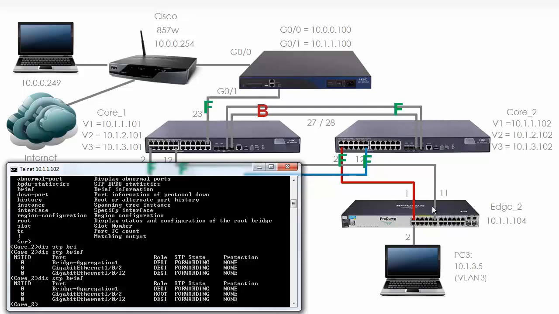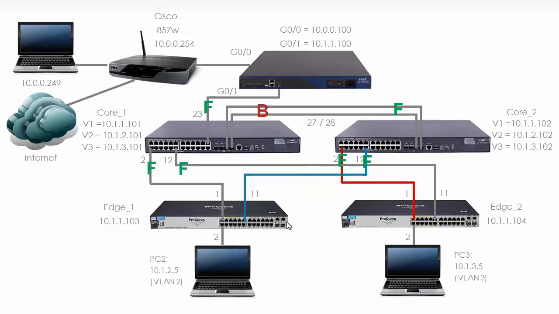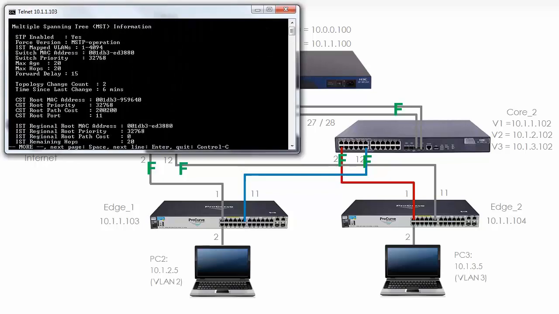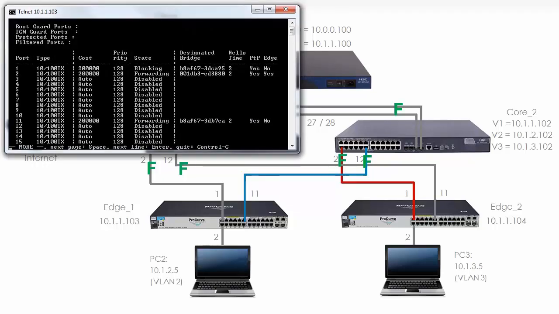Let's firstly have a look at edge 1, to see if all ports are forwarding on this switch once again, and then we can have a look at edge 2. So on edge 1, show spanning tree. Notice port 1 is blocking, port 2 is forwarding, and port 11 is forwarding. So visually, port 1 is blocking, port 2 is forwarding, port 11 is forwarding.